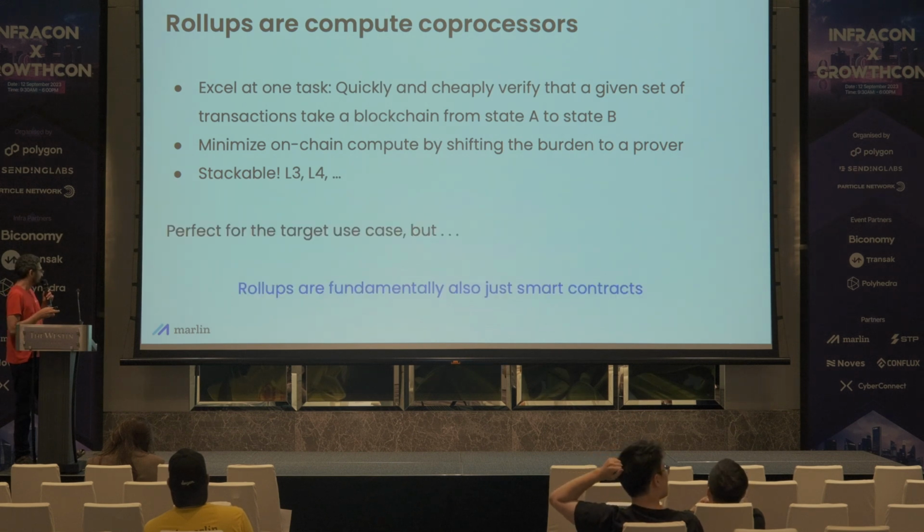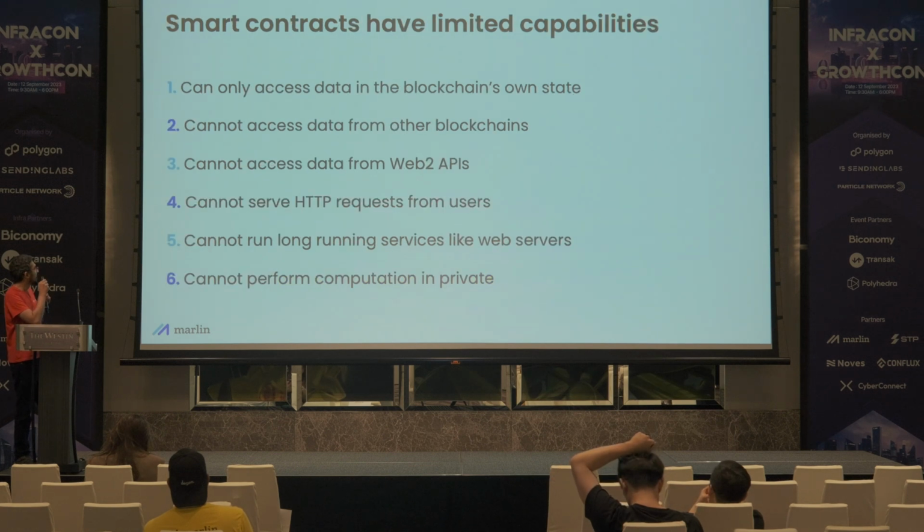But rollups still don't really work out for us, because rollups are fundamentally also just smart contracts, right? Which means they are limited by the same limitations that you have on Ethereum, which is that you don't have a lot of capabilities today. You basically only access data that's already on the blockchain. You can't really access data that's on other blockchains. You can't access data from your usual Web2 APIs. You can't serve requests to users. You can't do anything long term. Any transaction is quite small and completes in milliseconds. And you can't really perform any computation in private, because most of the transactions are public.